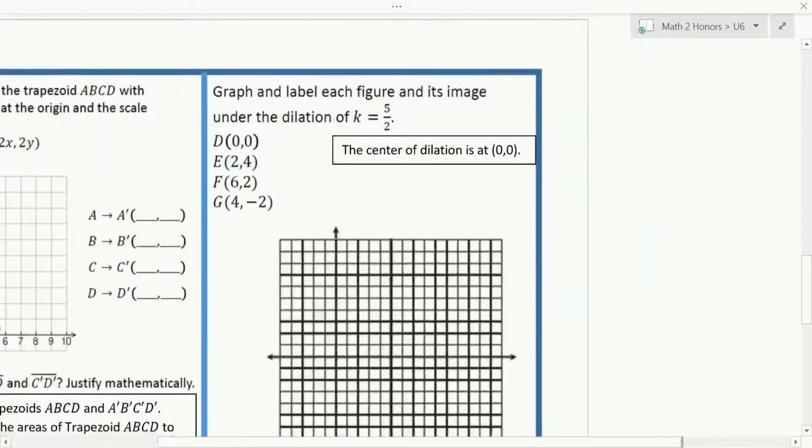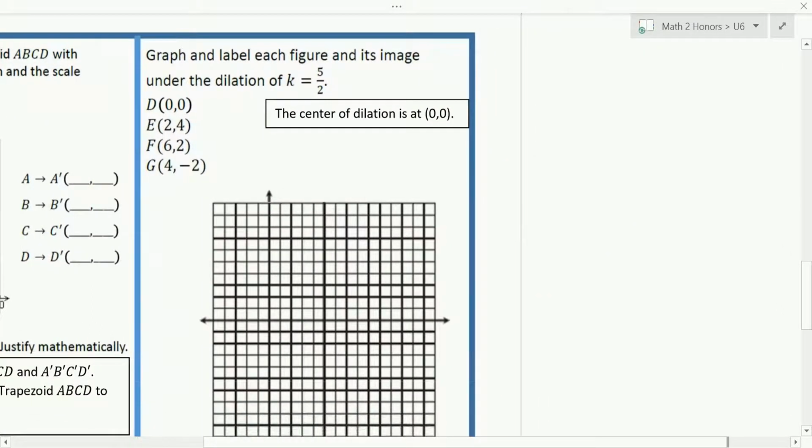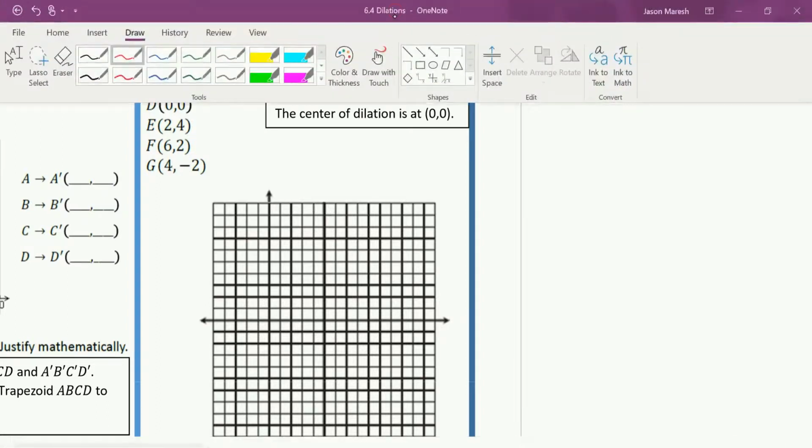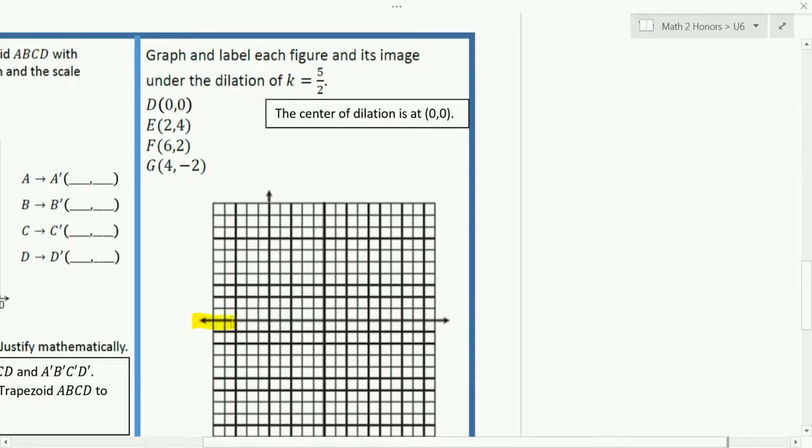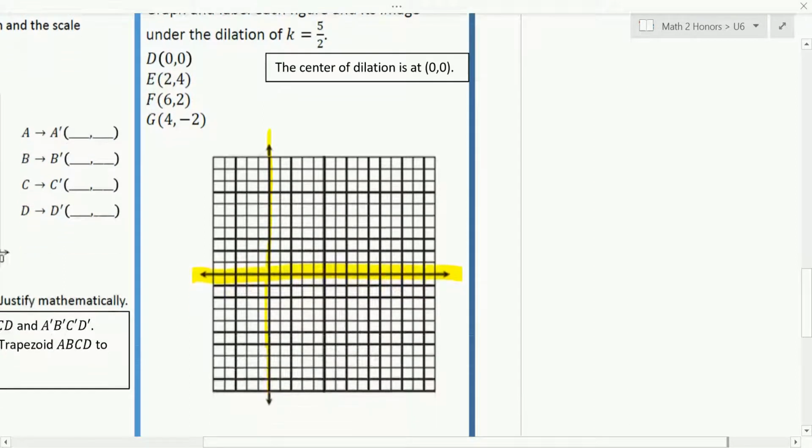Let's look at this one now. So we have a center of dilation at 0, 0 again. And the X and Y axis are kind of hard to see in this picture, so I'm going to highlight them. The y-axis is not centered, okay?